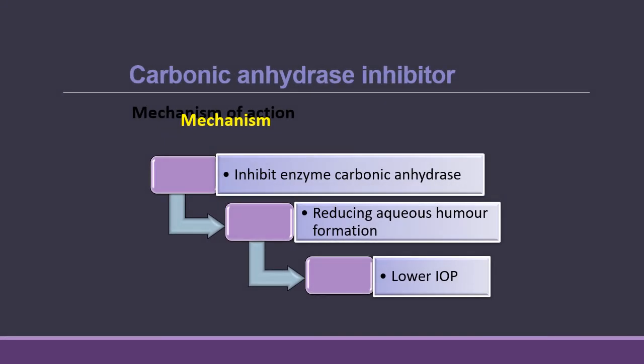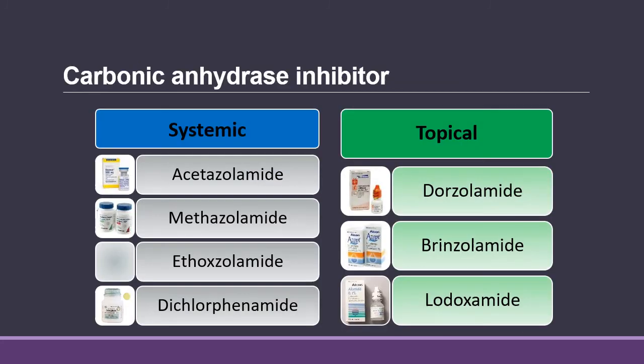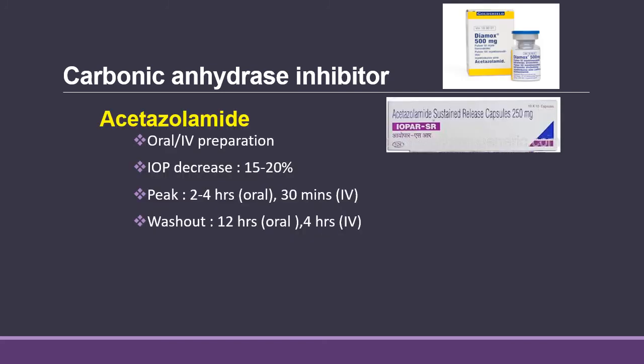So another drug class is carbonic anhydrase inhibitors. It acts by inhibiting the carbonic anhydrase enzyme, which reduces aqueous humor production and lowers the IOP. So carbonic anhydrase inhibitors may be topical and also systemic. Systemic ones are acetazolamide, methazolamide, ethoxyzolamide and dichlorphenamide. And topicals are dorzolamide, brinzolamide and lodoxamide.